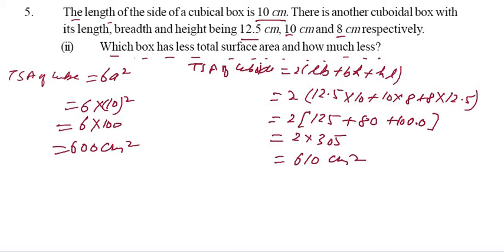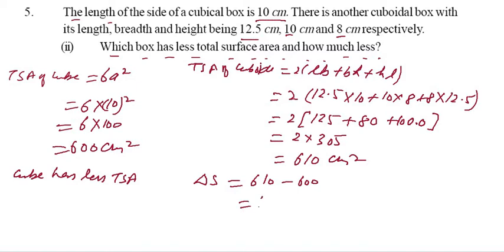So you can see the question is which box has less total surface area and how much? So which one less? Cube has less surface area. So you can say here cube has less total surface area. So TSA. Now how much? So you can find the difference. Difference of del S, that is the 610 minus 600. So it will be 10 centimeter square. So that is the difference. So that one is your answer.